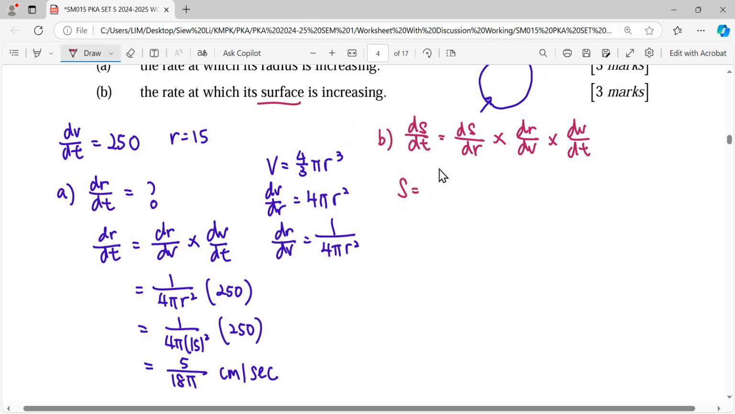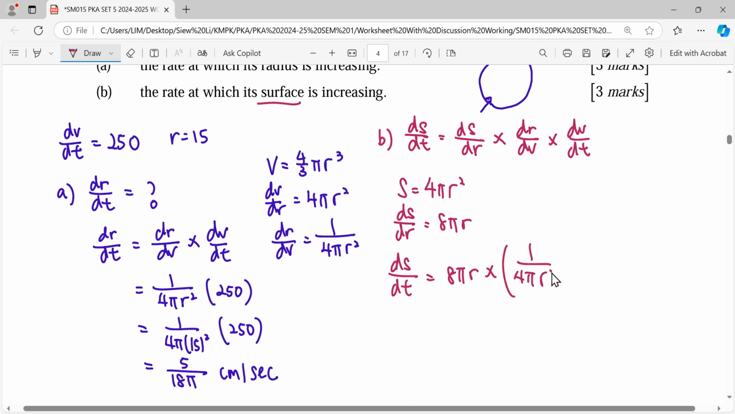Surface area for a sphere is equal to 4 pi r squared. So when you differentiate dS/dr, we get 8 pi r. Therefore, we substitute into our chain rule. Here we have 8 pi r, then dr/dV is 1 over 4 pi r squared.